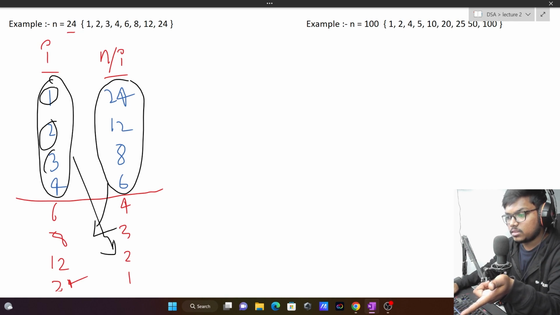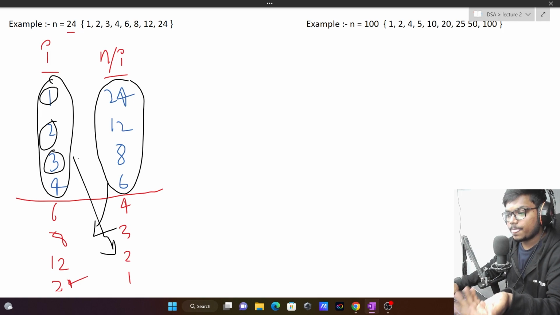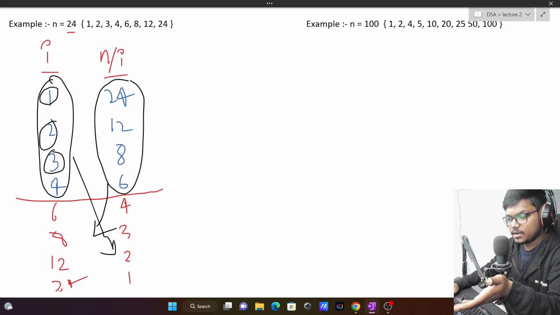If I know the 3, then I can know the other factor also, which is nothing but n by I, which is 24 by 3, which is 8, right? If I know that I equals 4 is a factor of n, then can I say that 6 is also a factor of n?